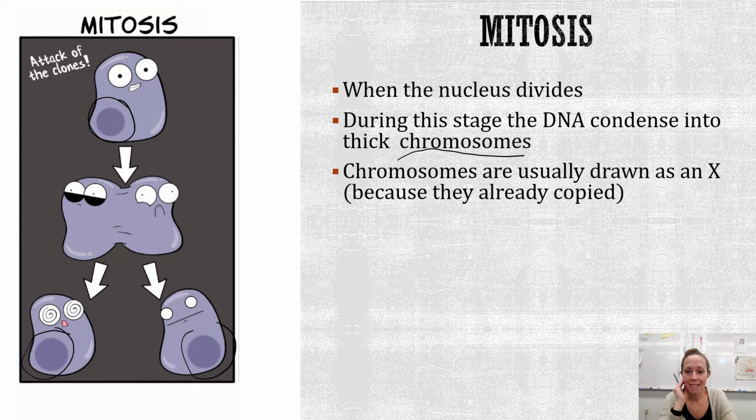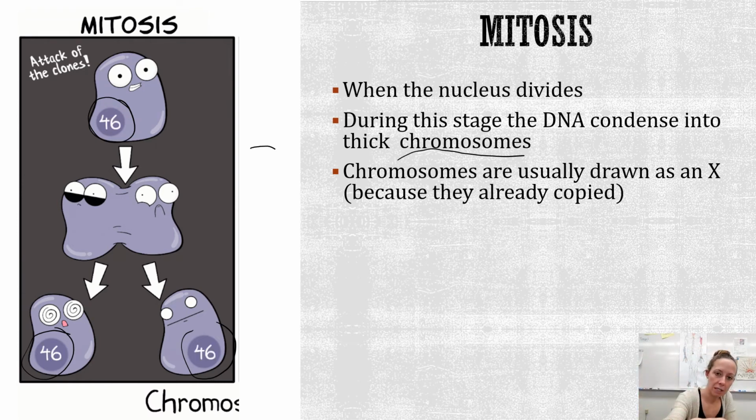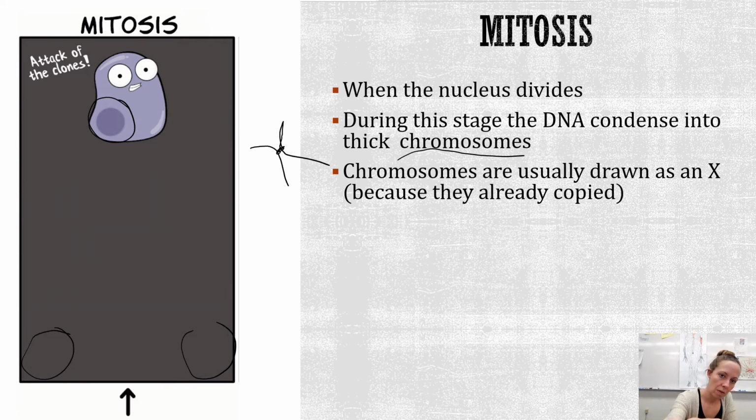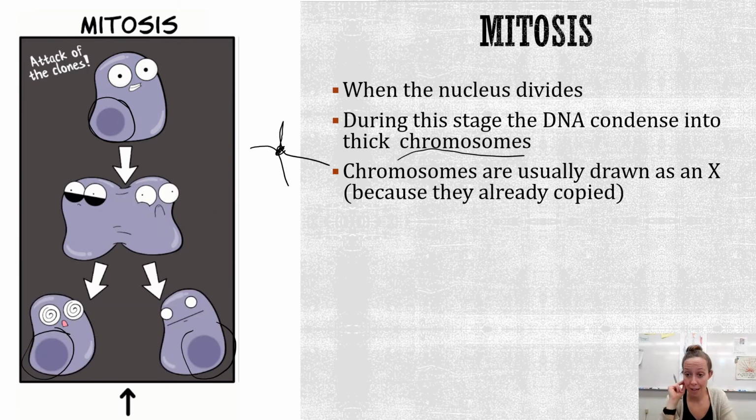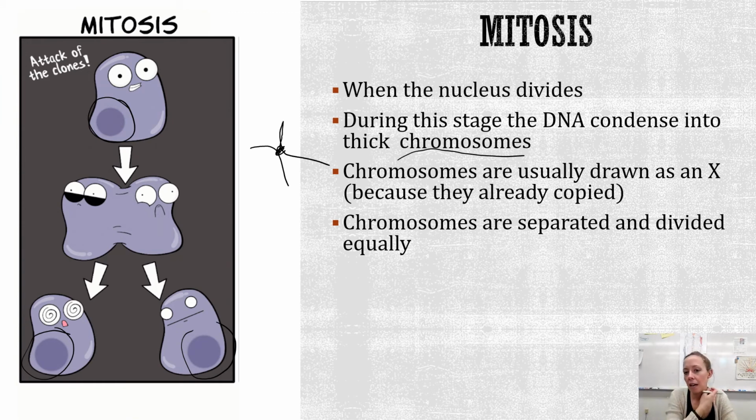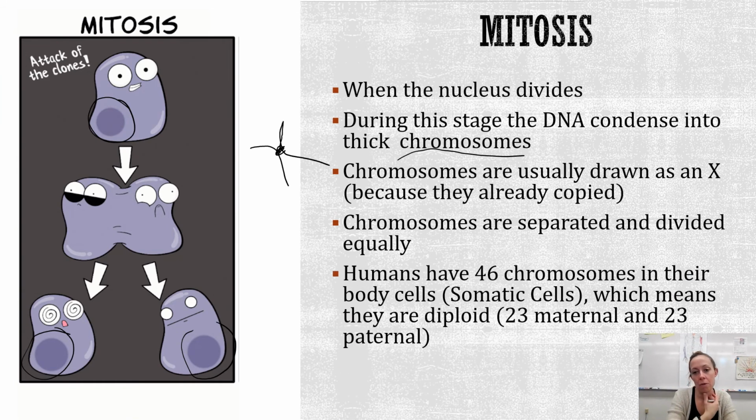Chromosomes are usually drawn as an X because they're already copied. So when you see a chromosome that looks like this, that's a replicated chromosome. It has two halves, right? Chromosomes are going to separate and divide equally during this.